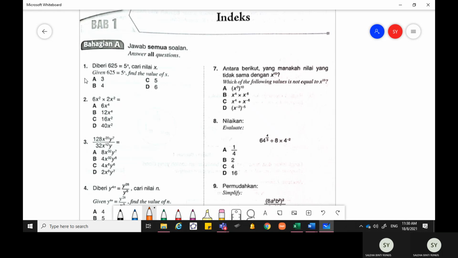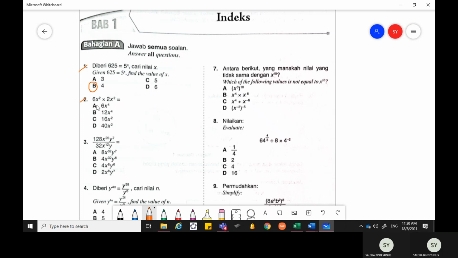Okay, so question number 1. Given 625 equals to 5 to the power of x, find the value of x. So yang ni sangat mudah lah. So just try and error. 5 to the power of 3, 5 to the power of 4, next 5 to the power of 5, 5 to the power of 6. So just press calculator, you will get 5 to the power of 4 equals to 625. So the answer is B.